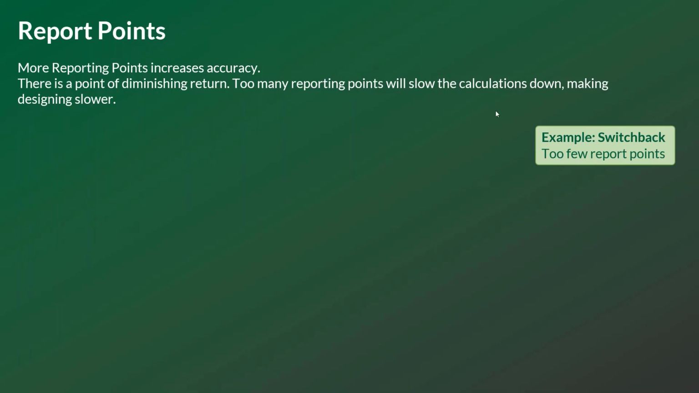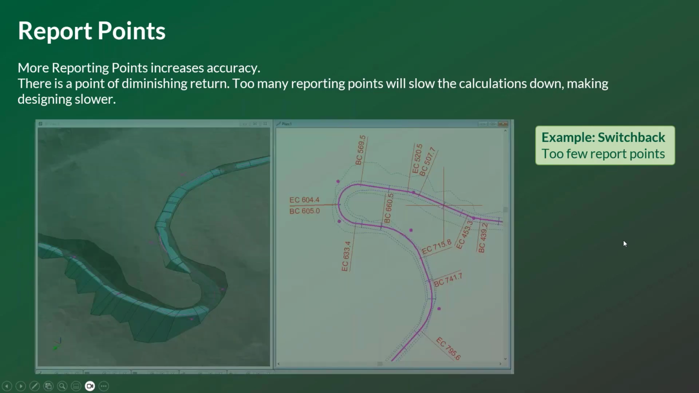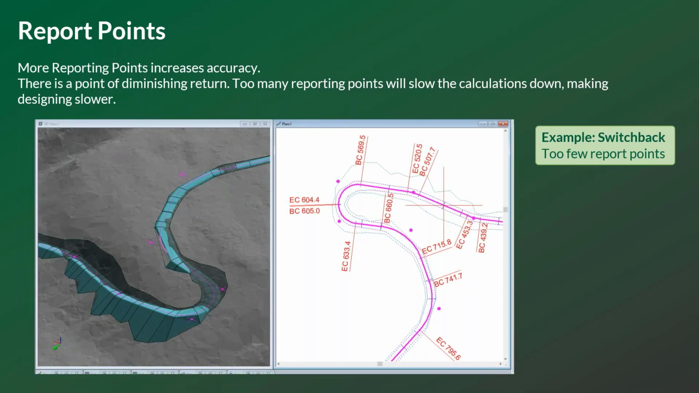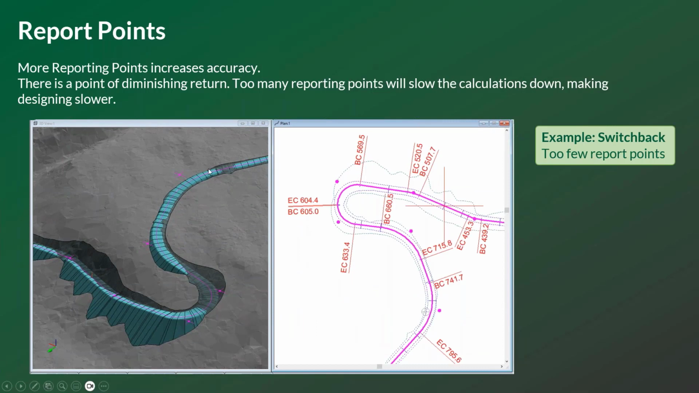So let's talk about the two extreme examples here. Our first example is a switchback. As you can see in the screen capture here, especially through some of these curves, there are not enough report points. We are not getting a very accurate visual representation of what should be happening through those curves. If we were to increase the number of report points, let's just pay attention to this one section here, you can see that with more report points, again, represented by those lines in the 3D window, we get a much more accurate looking model of what our curves are doing.